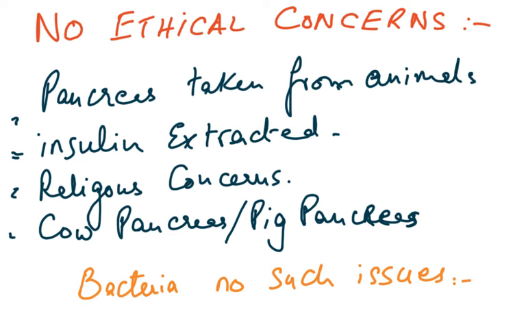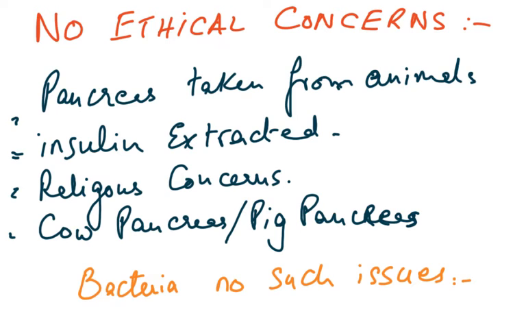The next part is that in biotechnology and genetic modification, we use bacteria because there are no ethical concerns. For that, I have to go back and tell you about how we used to get insulin from the pancreas taken from animals, and then the insulin was extracted. But there were religious concerns, because sometimes we used cow's pancreas, sometimes pig's pancreas. Religiously, some people are not okay with cows, and some people are not okay with pig pancreas. So with bacteria, there are no such issues.